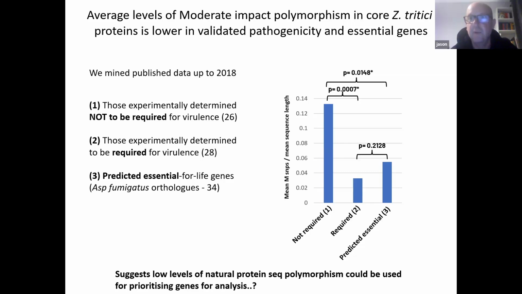And then we looked at the protein level polymorphism in terms of moderate SNPs that we can find in each of those. And we found a very simple result here, is that those genes that are not required for virulence had higher levels of polymorphism in the population than those that were required, or those that were predicted to be essential. So this gave us a sort of idea, is that can we use natural protein sequence polymorphism to prioritize genes for functional analysis? Can we actually identify some important new genes by looking for low levels of polymorphism?